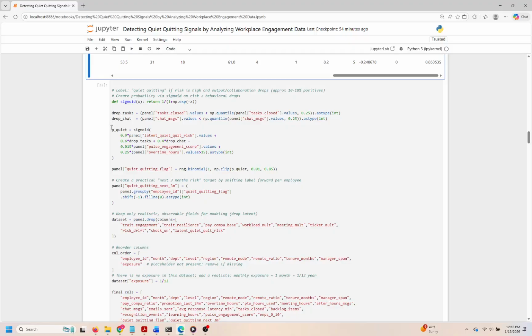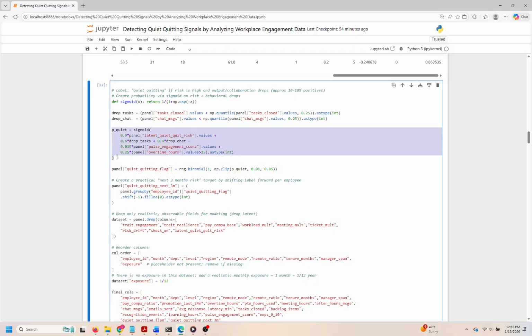This is achieved through a sigmoid function, which transforms our inputs into a more interpretable probability between 0 and 1. Crucial inputs to this probability include the latent risk of quiet quitting, the number of tasks an employee has closed, and their engagement in chat messages, both checked against the lower quartile to signify disengagement. Additionally, we adjust this score based on the employee's pulse engagement score, incorporating overload if they are logging extensive overtime.